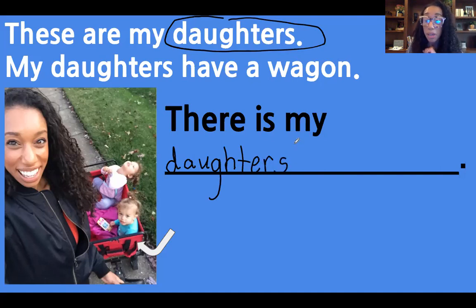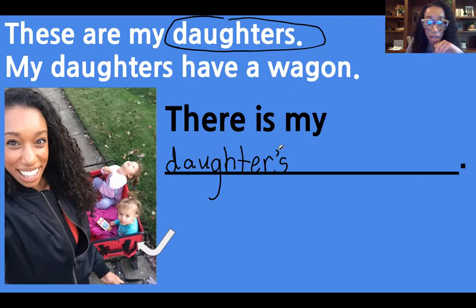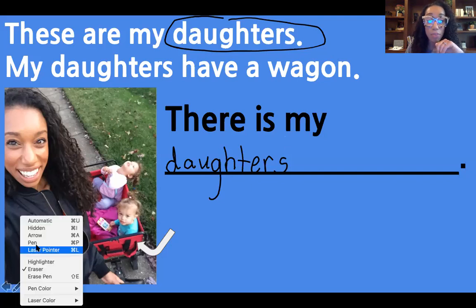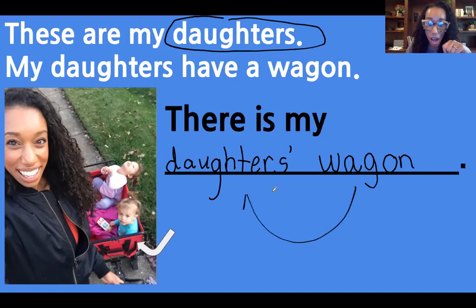Wagon. Okay, where am I going to put the apostrophe? Does it go before the S? No, it does not. Let's see if I can erase that. There we go. If it's a plural noun, daughters is plural, it goes after the S. Now I can write wagon. Okay, there is my daughters' wagon. So the wagon belongs to who? My daughters. Exactly. Good job.